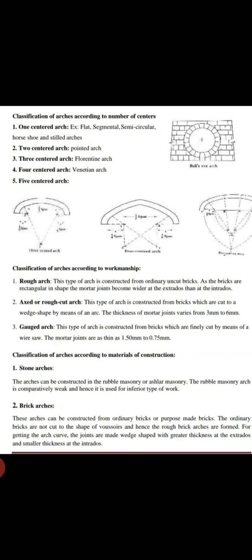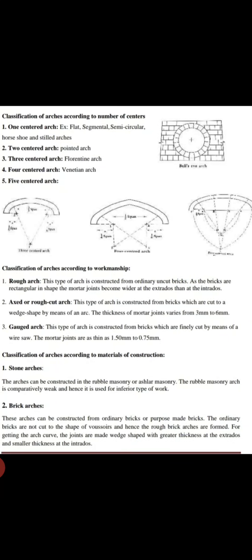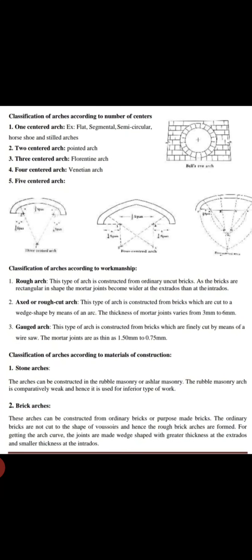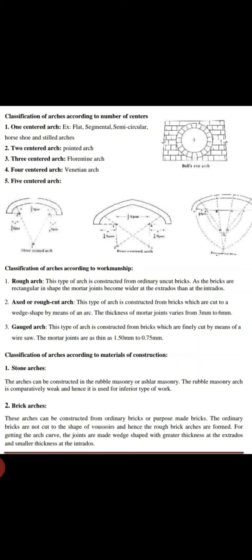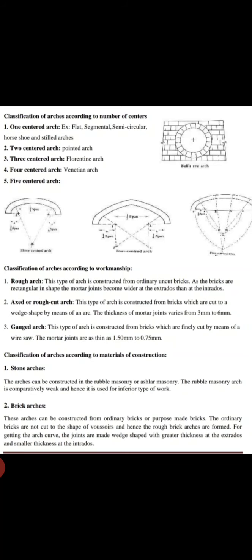Second one is brick arches. These arches can be constructed from ordinary bricks or purpose made bricks. The ordinary bricks are not cut to shape or voussoirs, and hence they are rough brick arches. They are formed for getting the arch curve, and the joints are made a wedge shape with a greater thickness at the extrados and smaller thickness at the intrados.